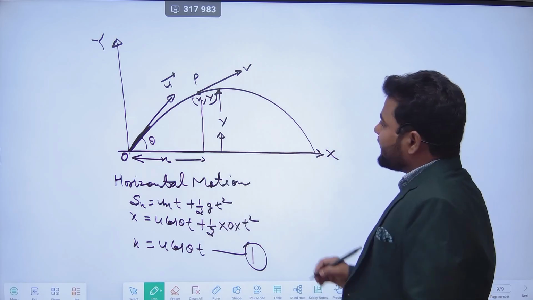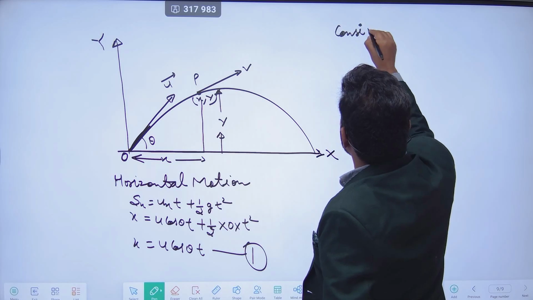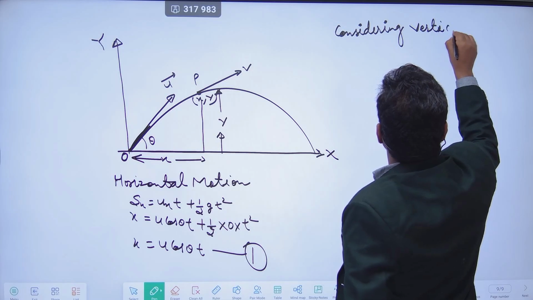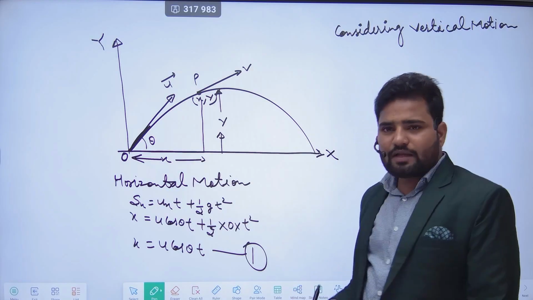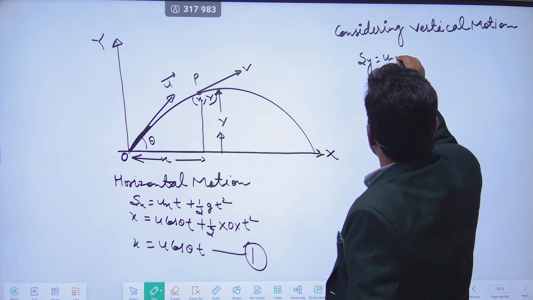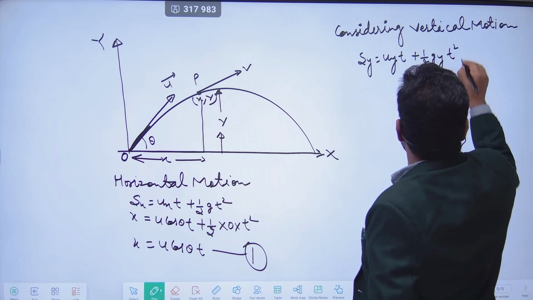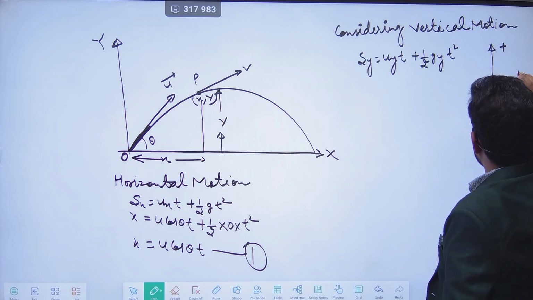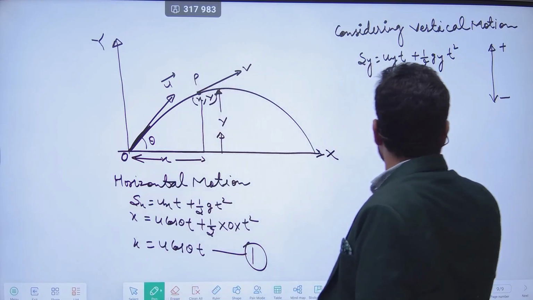Next, again, if we are considering vertical motion, what will we get? y is equal to uy into t plus 1 by 2 ay into t square. Again the same concept. Here this is minus and this is plus. What does it mean? In the upward direction all the parameters will take a positive sign, in the downward direction all the parameters will take a negative sign.